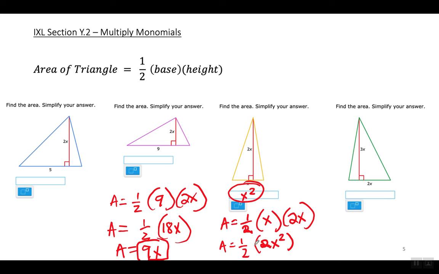Okay, la mitad de 2x a la 2 sería x a la 2. Simplemente divido el 2 por 2 y me da 1. El 1 está aquí y es invisible, okay? 2 divided by 2 is 1. The 1 is here, but it's invisible.